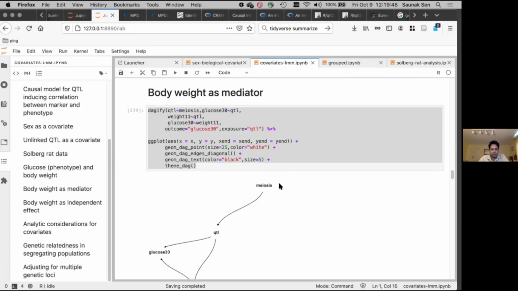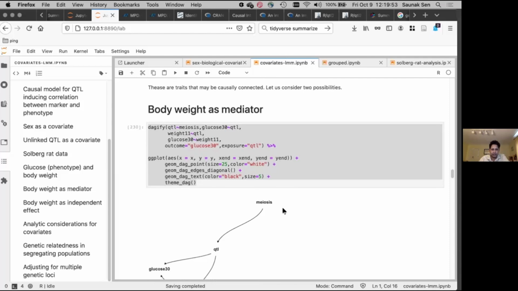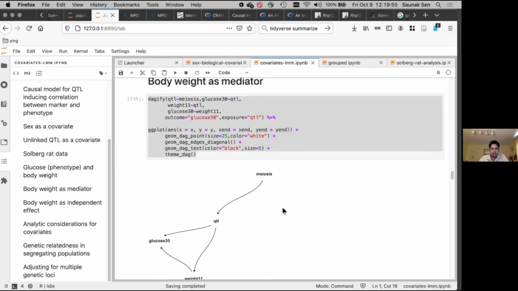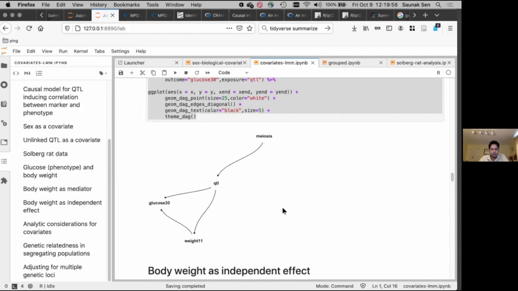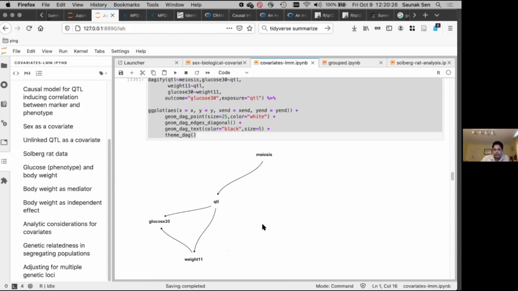So one way to think about it is to think of body weight as a mediator. This is similar to what Bob mentioned earlier. That is to say that there is a QTL that affects glucose as well as body weight. And body weight also has some causal relationship with glucose. So in this framework, body weight would be considered a mediator.